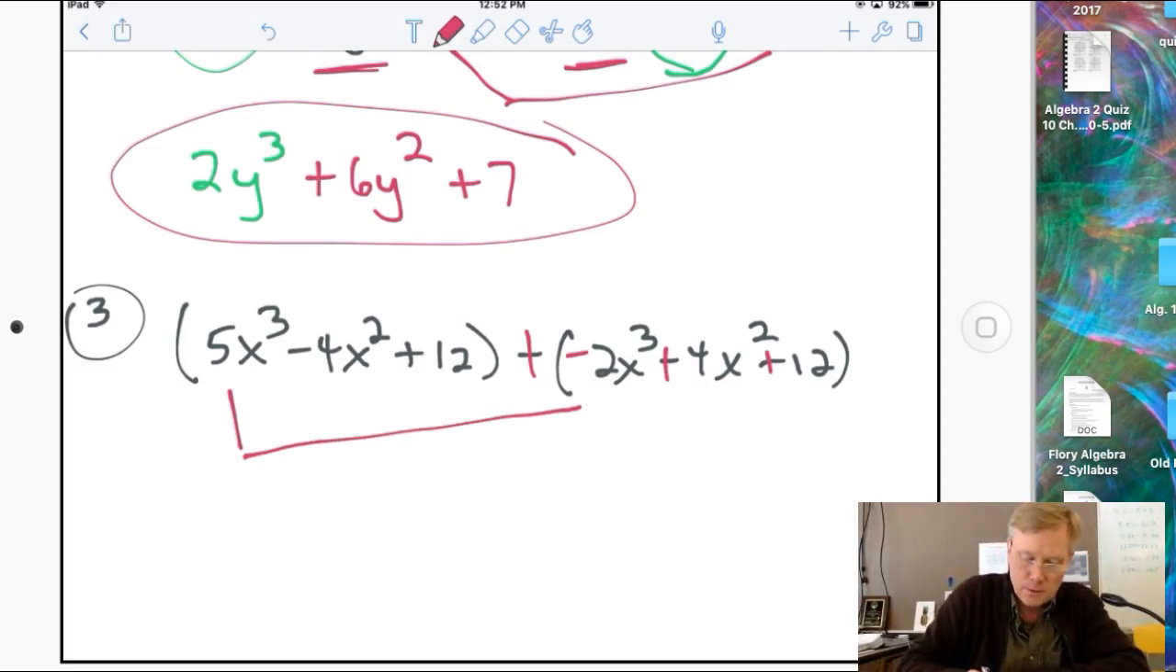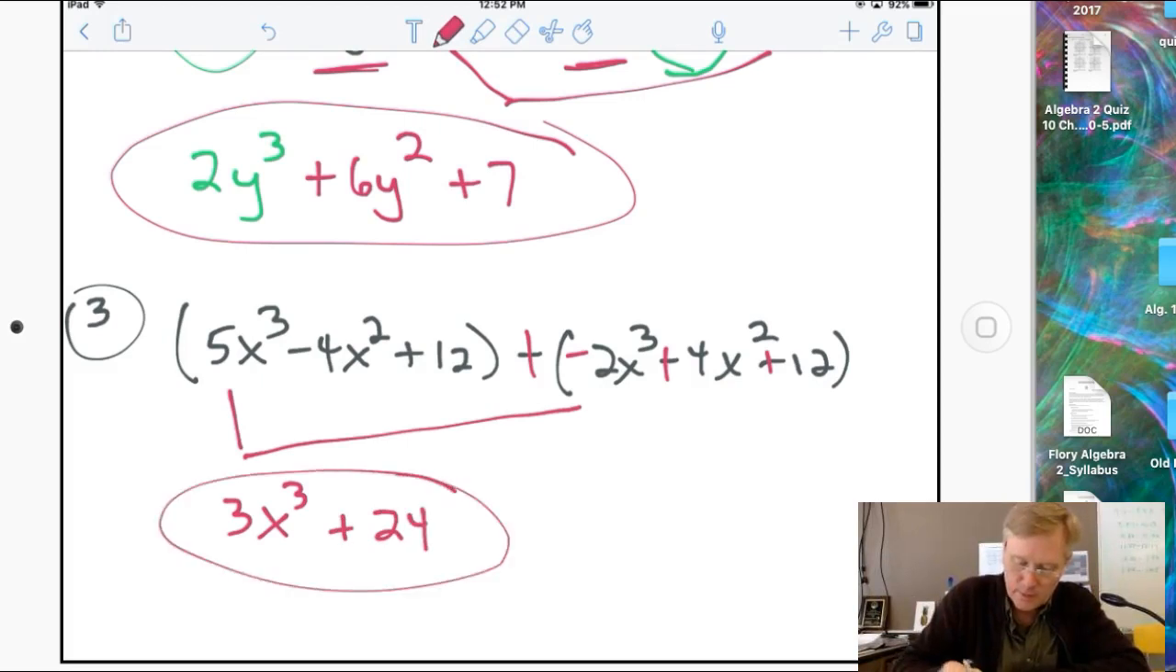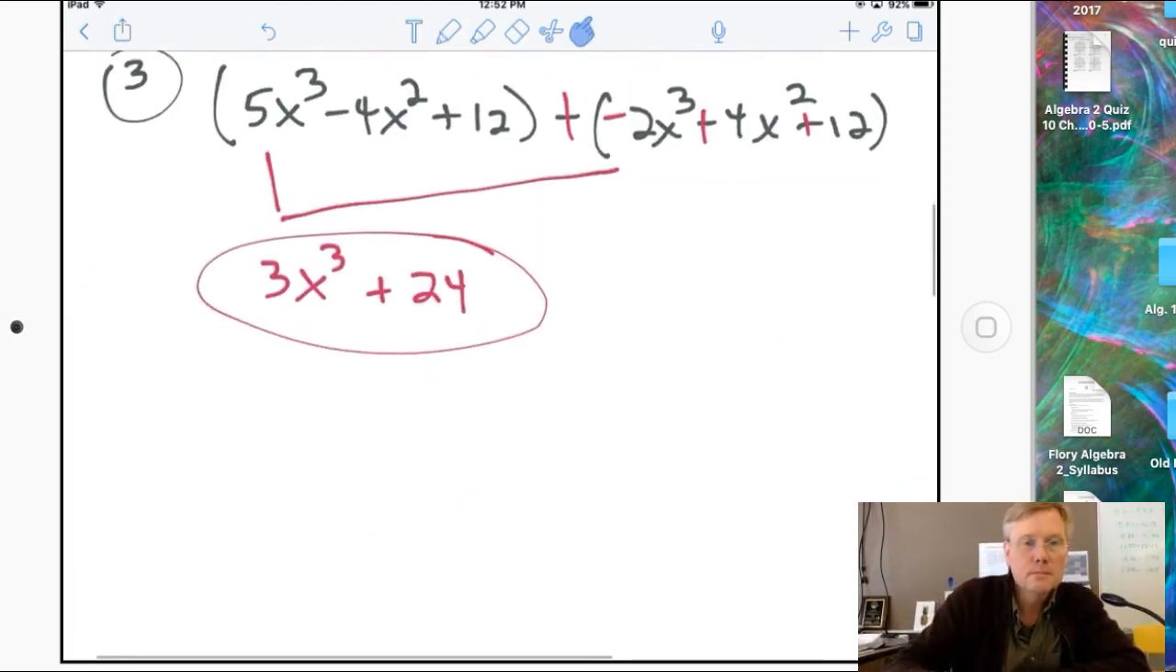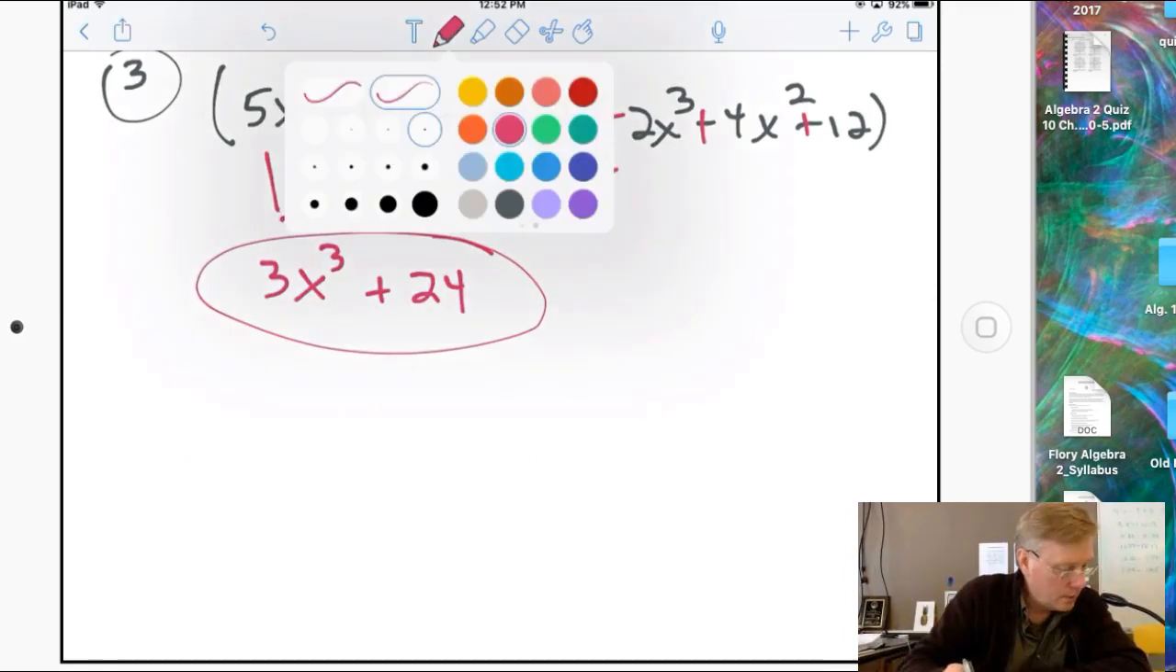5 plus negative 2 is 3x to the third, don't change the exponents. Negative 4x squared plus 4x squared is 0. I'm not going to put a plus 0, you could. And 12 plus 12 is 24, which means that's the answer. Number 4.